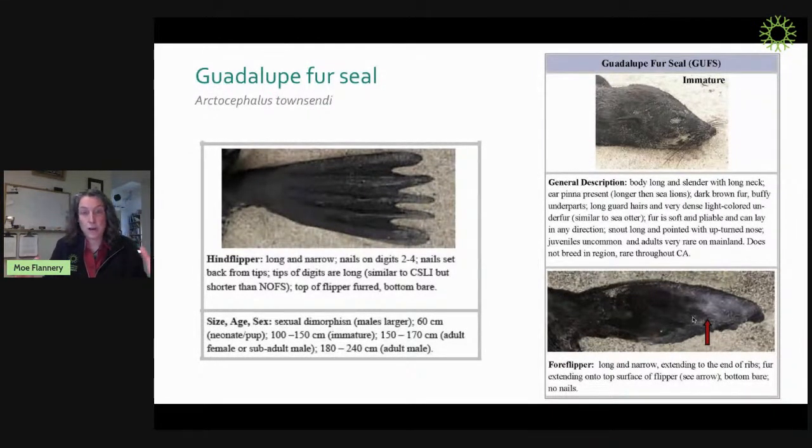So if you have a small fur seal on the beach, you know it's a fur seal because it has that really lush, thick fur. If you look at those foreflippers, look at the dorsal side. If it has fur, it's a Guadalupe fur seal on the dorsal side.